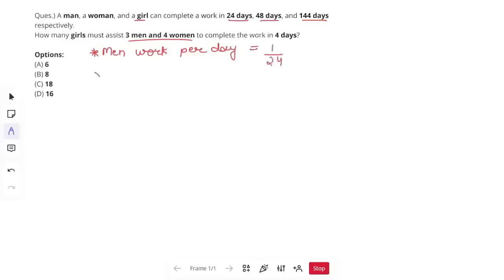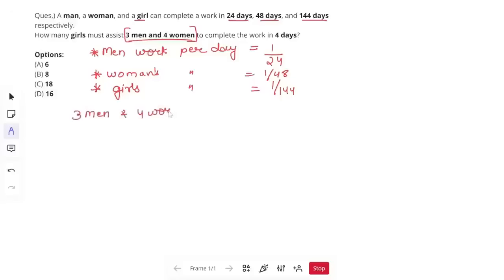In the same way, the woman's work per day is equal to 1 by 48. In the same way, the girl's work per day is going to be 1 by 144. We have noted down these values. Now let's see how many girls must assist 3 men and 4 women. First of all, in order to understand how many girls must assist, we have to understand how much work 3 men and 4 women will do.